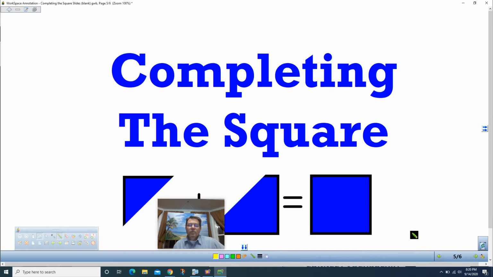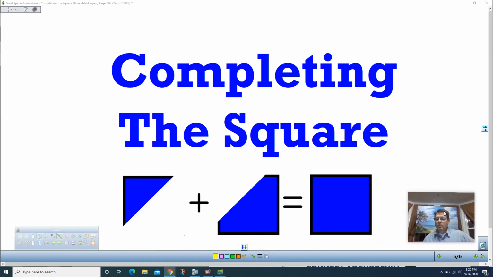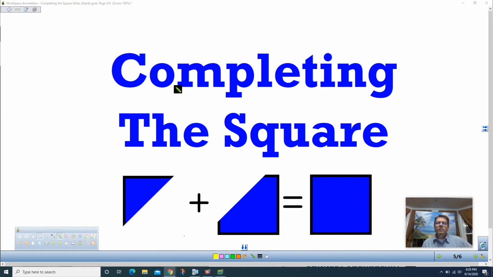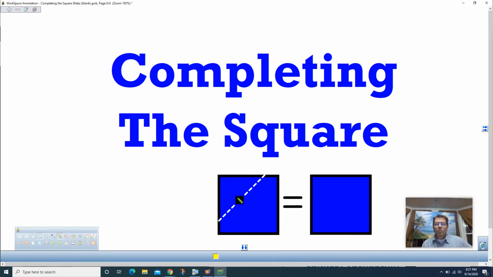So we're completing the square. We were trying to create that perfect square. And by doing so, we put the two pieces back together, and now we have completed the square.